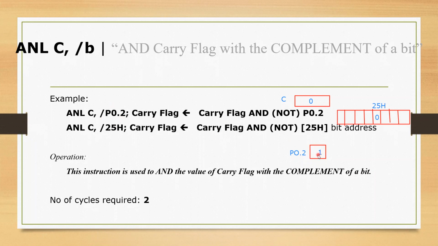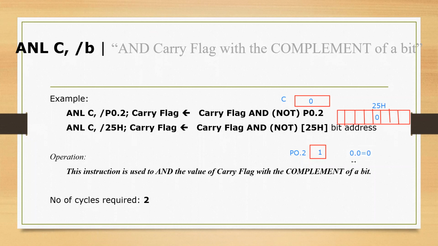It is ANDed with the value in the carry flag. So here the operation is the value in the carry flag, 0, dot the complement of the value in P0.2, that is 0. So 0.0, you get the answer 0, and this 0 value will be copied to the C register, the carry flag. The next operation is also ANL C, /25 hex.